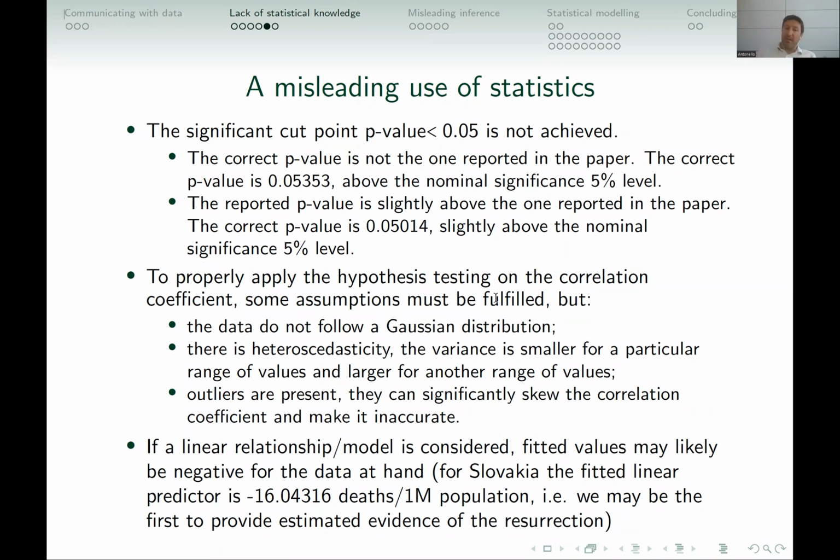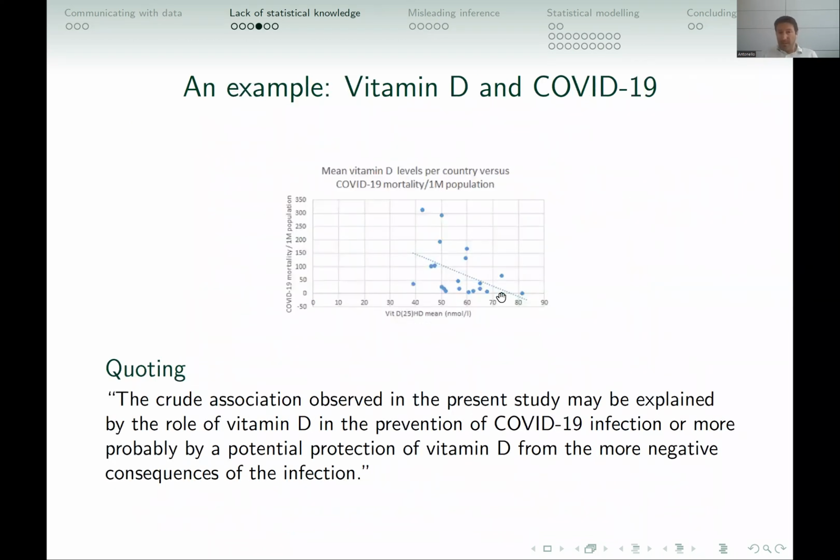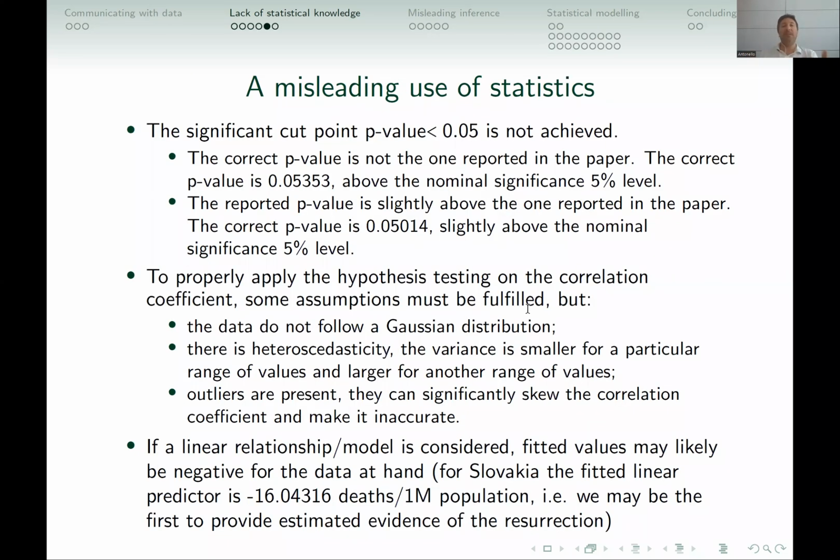If we assume a linear cause-effect relationship, so if we consider this relationship displayed by the dashed line, we obtain some fitted values. So the values of the number of deaths, for example, according to our model for a specific value of vitamin D levels. Well, in Slovakia, according to the model, we would have minus 16 deaths per million population. So it's like people are resuscitating. I mean, of course, this value is completely unreliable.